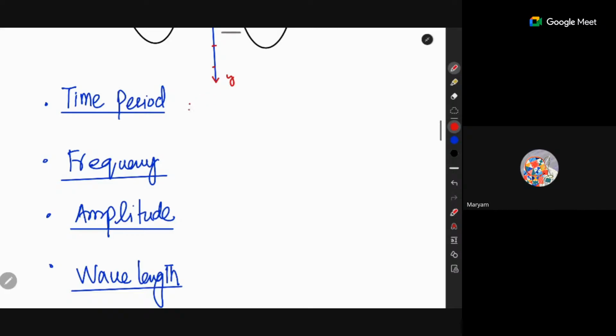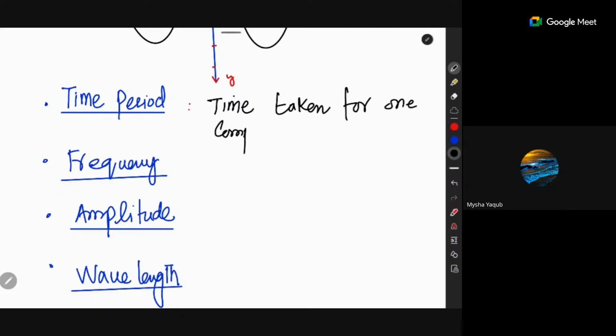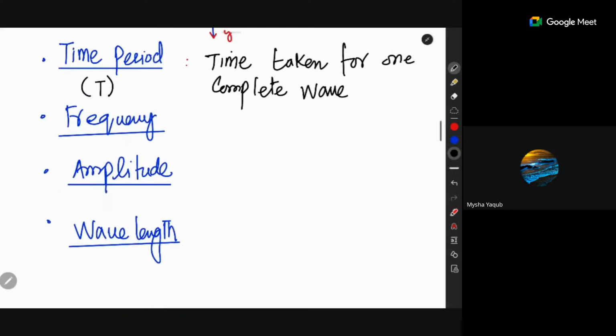So what is time period, by the way? Yes, Misha, can you tell me? What is time period? Time taken for one complete wave. Okay? Time taken for one complete wave. And that is represented by capital T. I will show you on the graph, then I will be talking about the CRO.